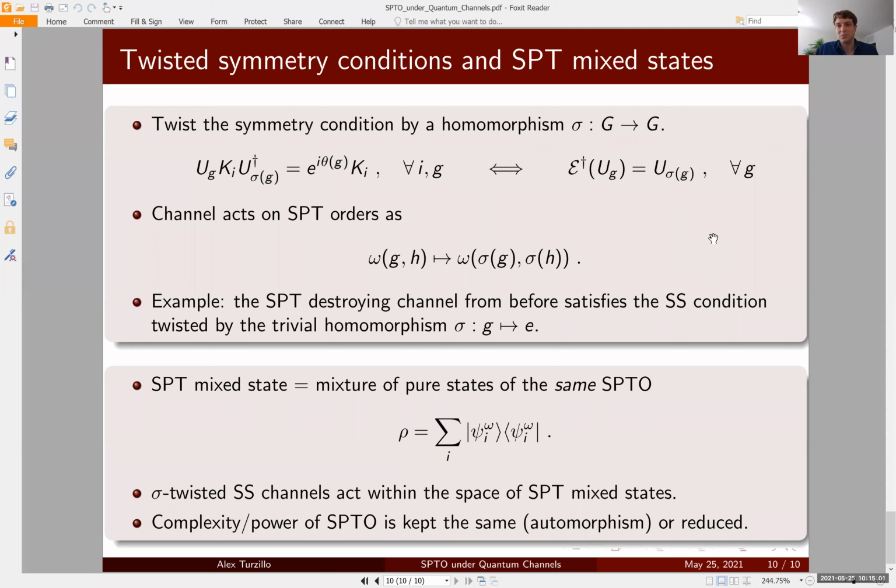So with this in mind, we get a picture of what SPT mixed states look like. They can be thought of as mixtures of pure states of the same SPT order. The twisted, strongly symmetric channels act within the space of SPT mixed states, but they act in a particular way. Because of the nature of the homomorphism, it can only add to the kernel, not reduce it. These twisted channels can only reduce the complexity or power of a symmetry protected state. So with that, I'll end.